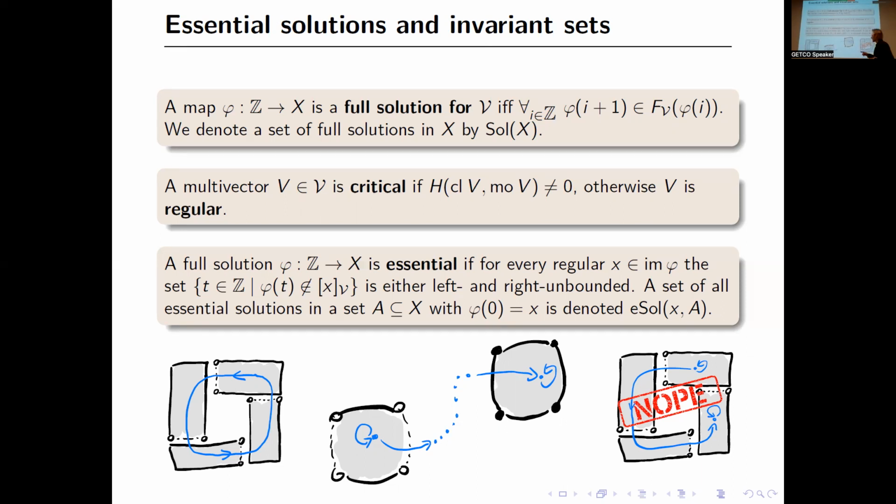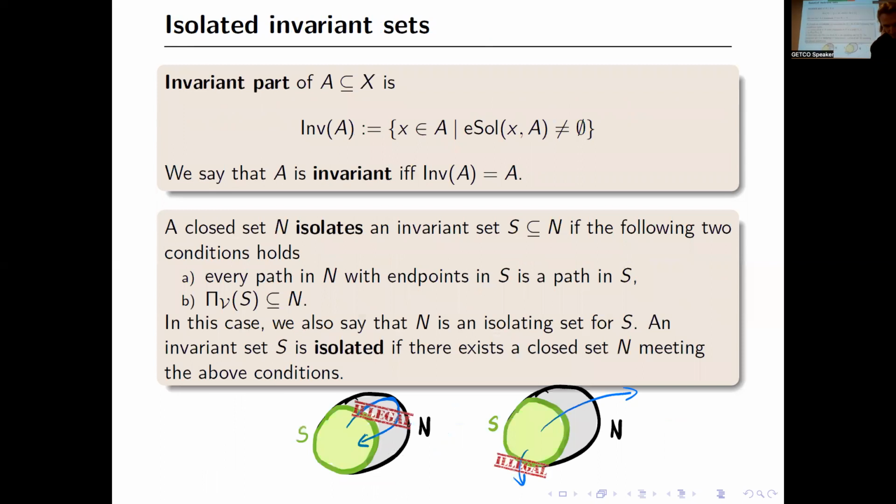So, for example, we can go around multiple regular multivectors infinitely, or we can stay inside a critical multivector, but we cannot stay inside a single multivector that is regular for infinite time. Okay, and using essential solutions, we define invariant parts. So basically, an invariant set is a set such that for every point in that set, we can build an infinite solution that stays inside.